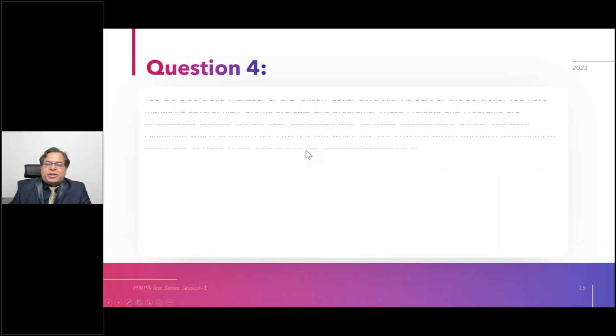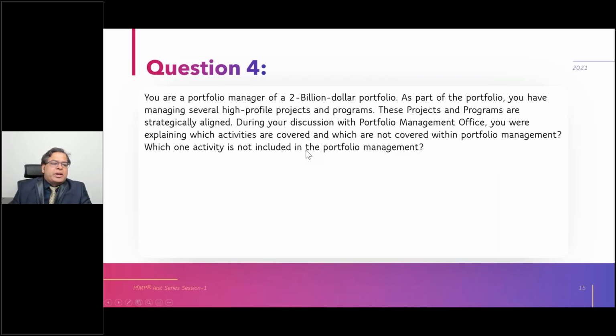All right. Let's look at number 4. You are a portfolio manager of a $2 billion portfolio. As part of the portfolio, you are managing several high-profile projects and programs. These projects and programs are strategically aligned. During your discussion with the Portfolio Management Office, you were explaining which activities are covered and which are not covered within portfolio management. Which one activity is not included in portfolio management?